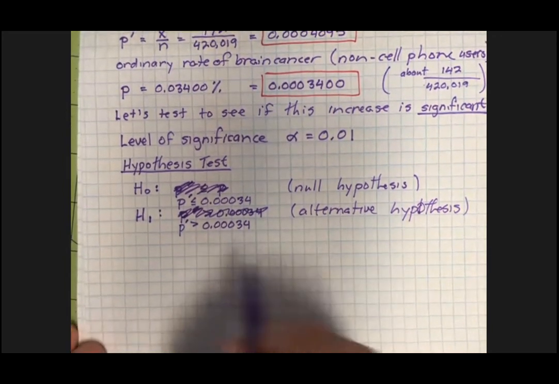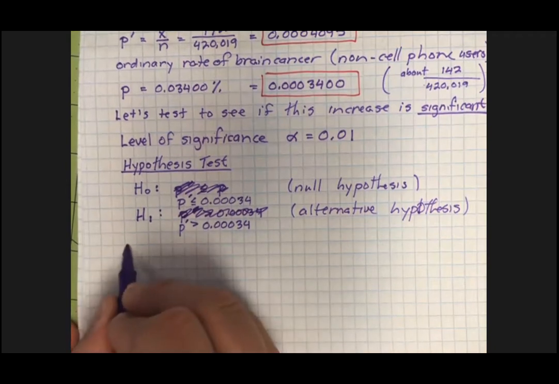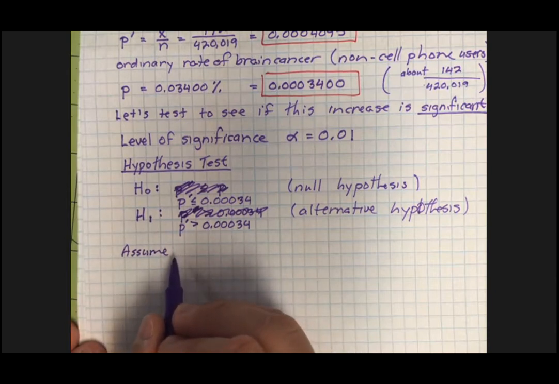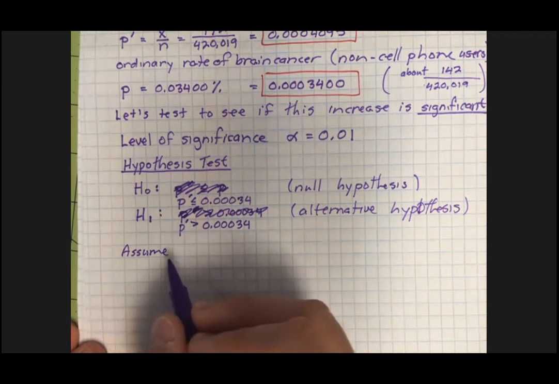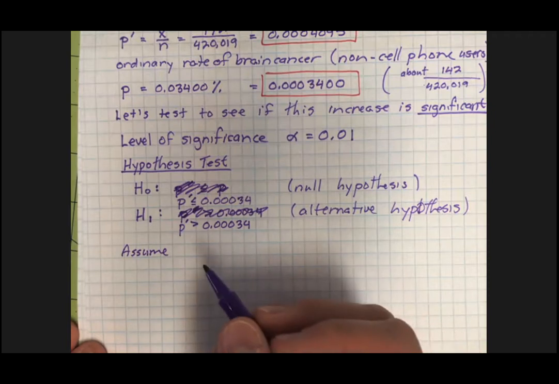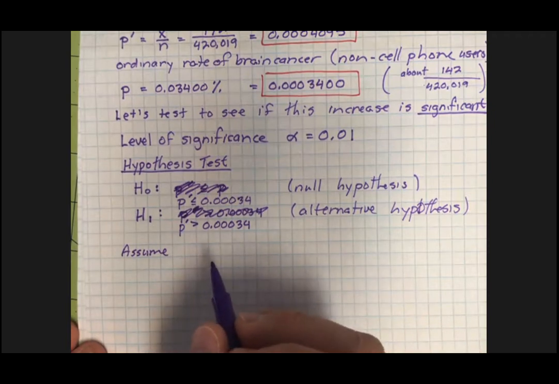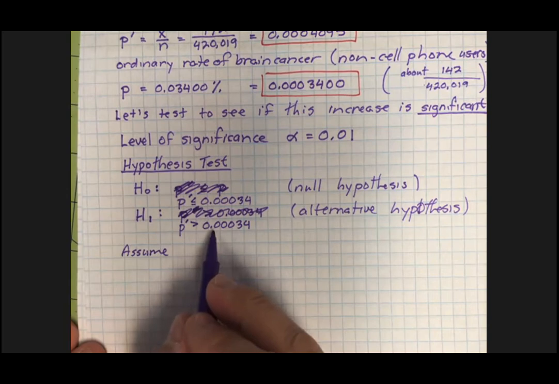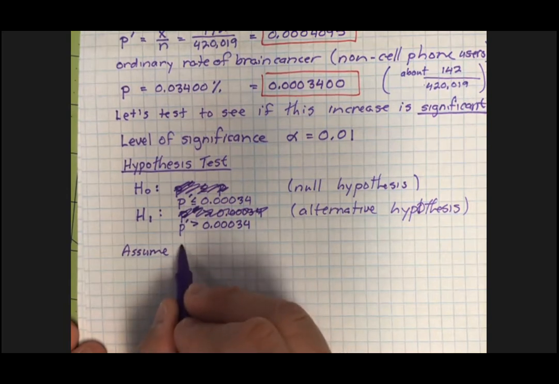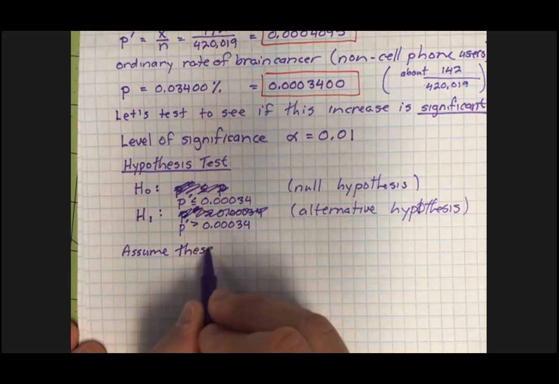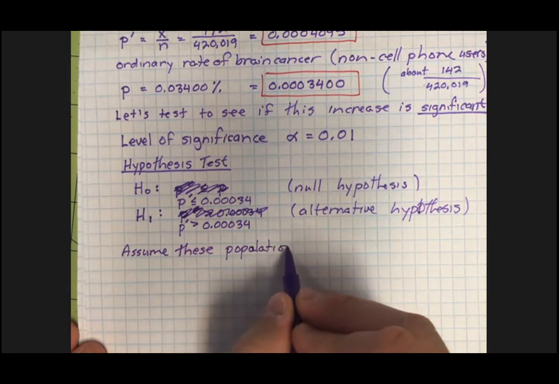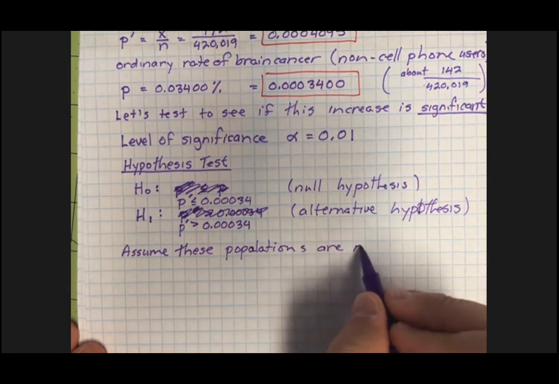Now, I've got to check some assumptions. I'm assuming that cancer occurs in the regular population and in the cell phone using population in a standard normal distribution. You know, lots of cases here, fewer cases here. Most people, the average is around 0.00034%. So I'm assuming these populations are normally distributed.